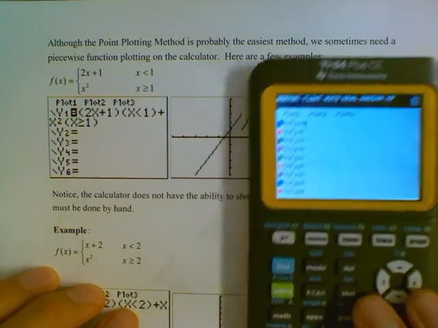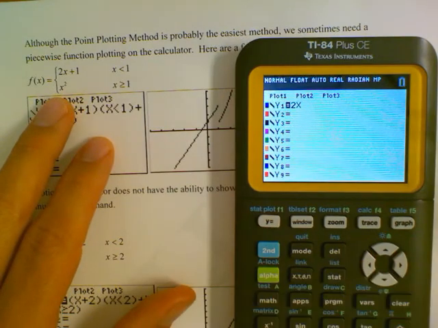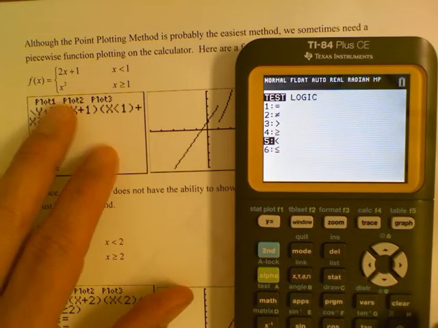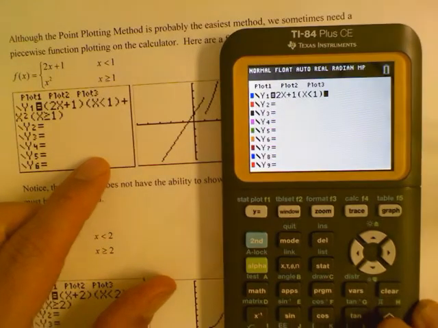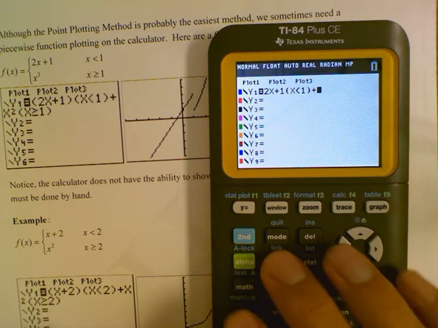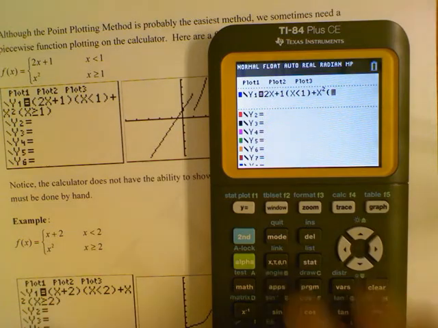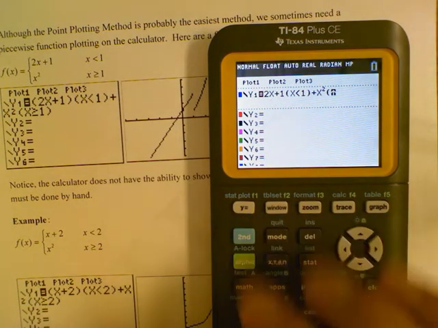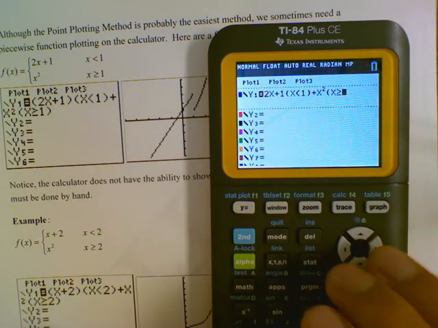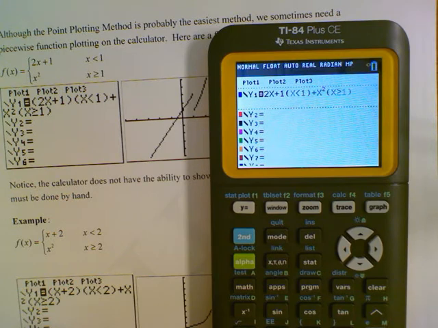So we're going to go to our y equals and type in 2x plus 1. And then we will type in the domain. The domain can be typed in with parentheses. X, second test, scroll down to the less than sign, and then we can add another function to that. So instead of 2x plus 1, we're going to do x squared. And then we'll put in parentheses, I forgot to say x, so x is greater than or equal to 1. And we'll see what the calculator thinks about that.